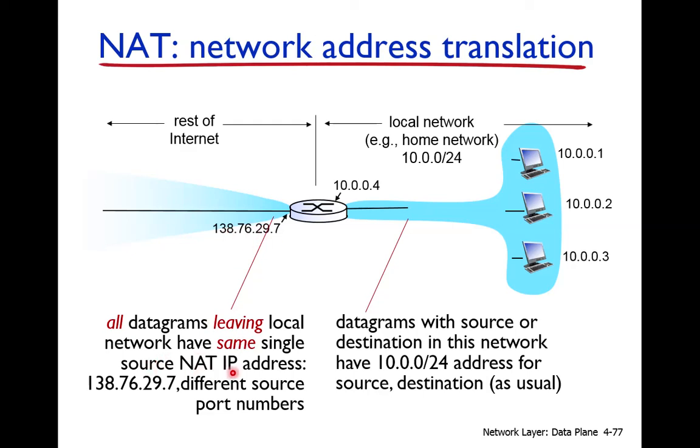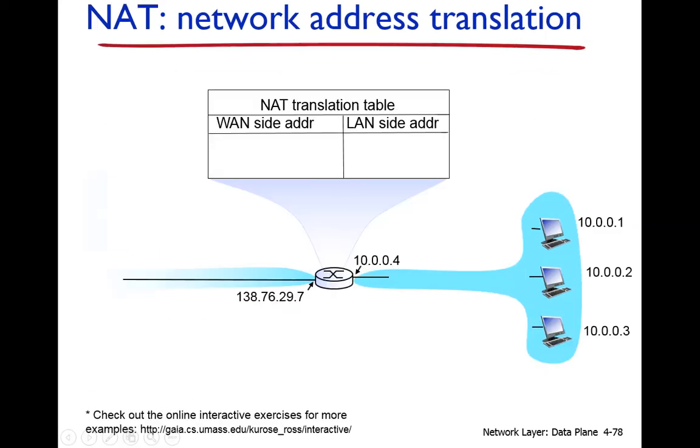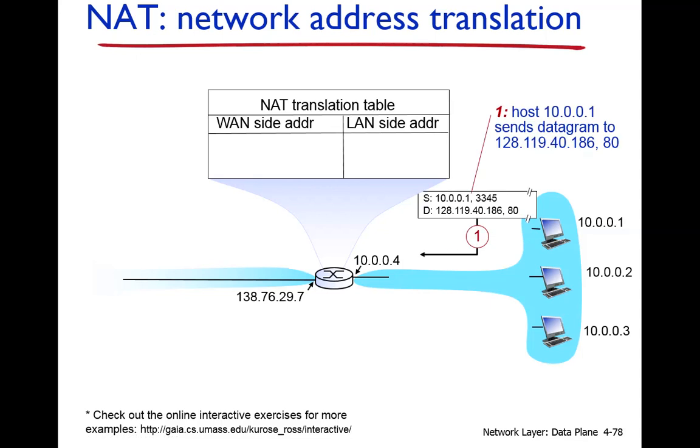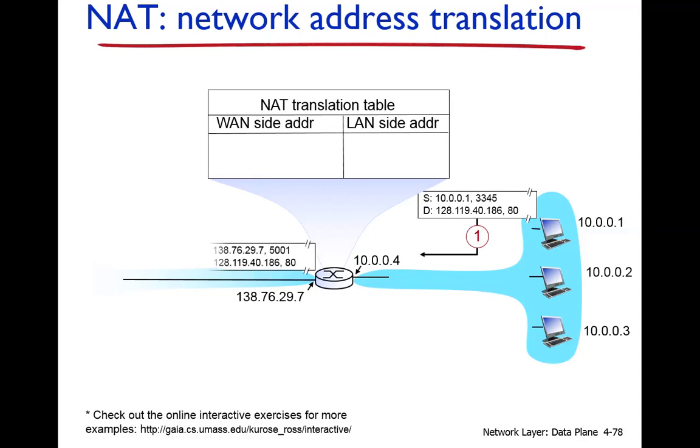Source NAT IP address, that is the source NAT IP address. It is basically different, and we have a different source port number. So we have discussed it. When the message leaves from here, this is the original message.